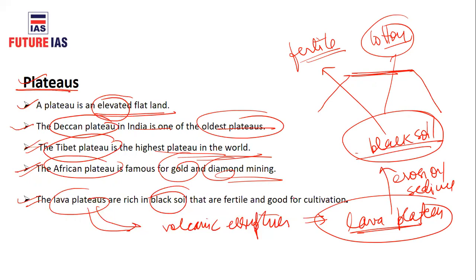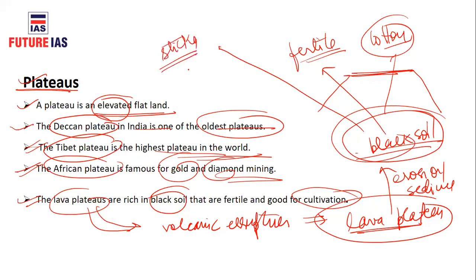All right. So it is good for the cultivation. But the biggest drawback of this black soil is that it becomes sticky when it becomes wet. And it will basically open in wide cracks when it becomes dry. So that is the only limitation with the black soil, that it becomes sticky when it is wet. So it will be very difficult to work upon these black soils or black cotton soils.